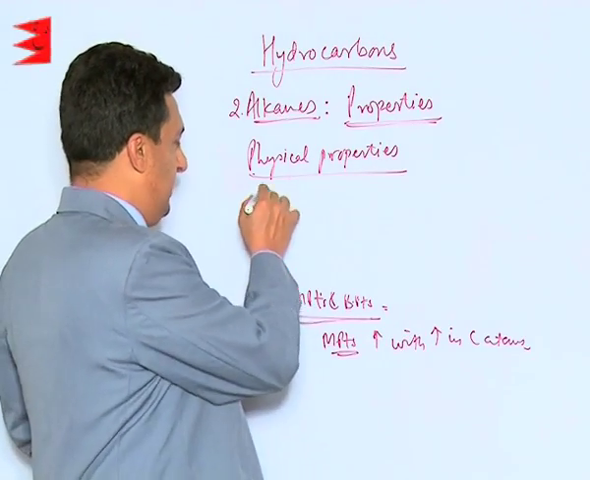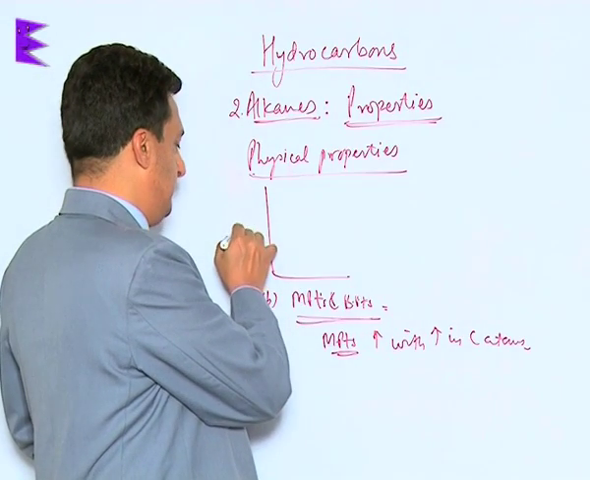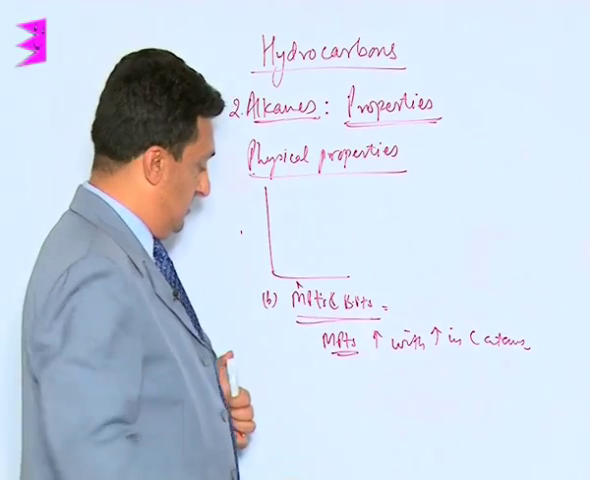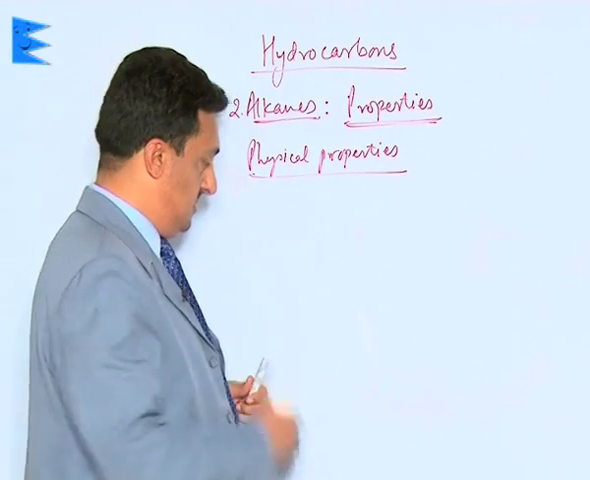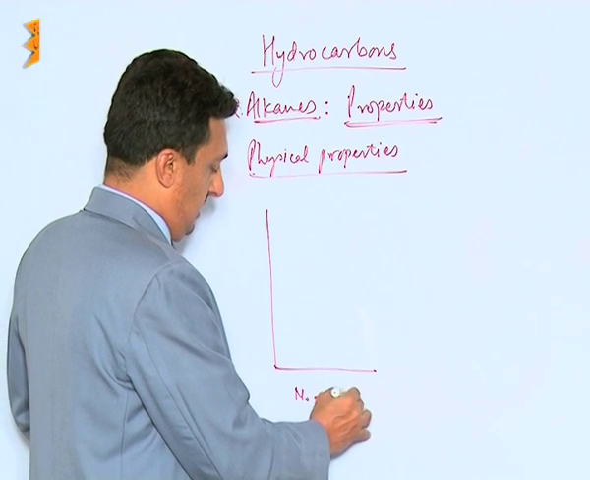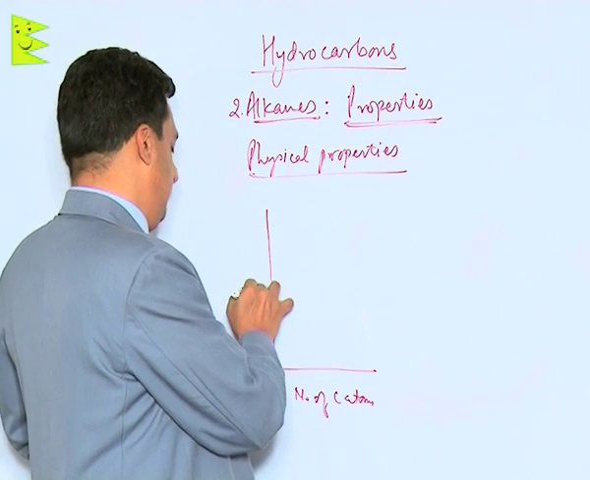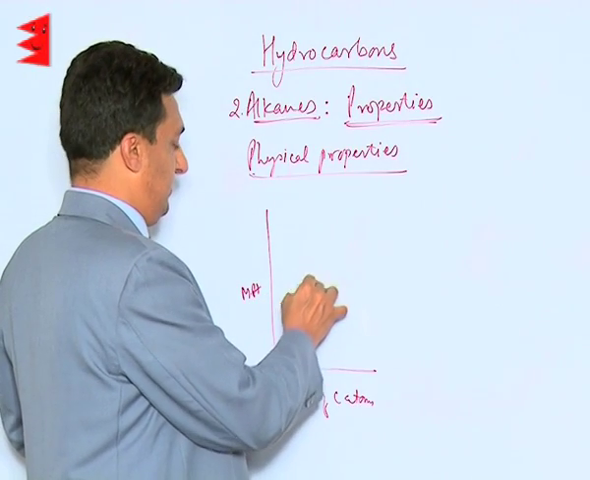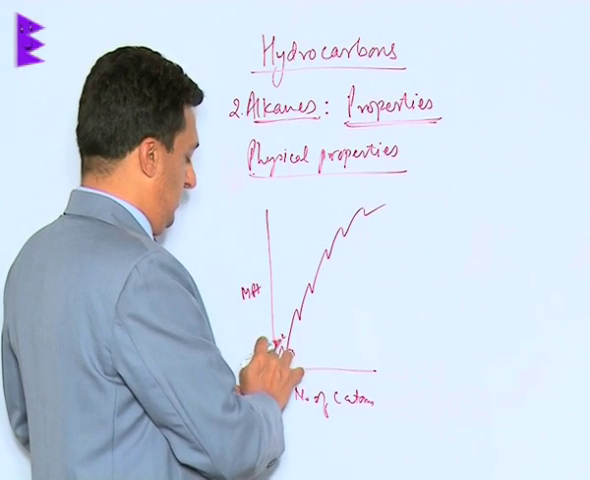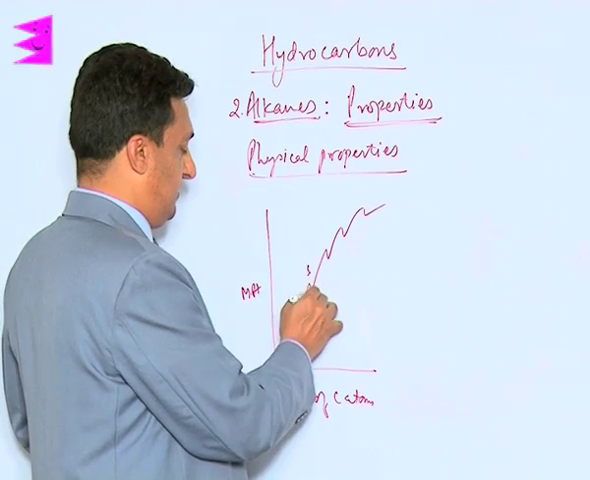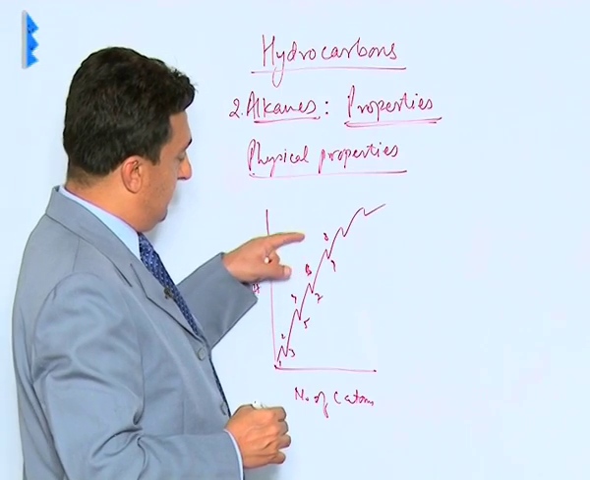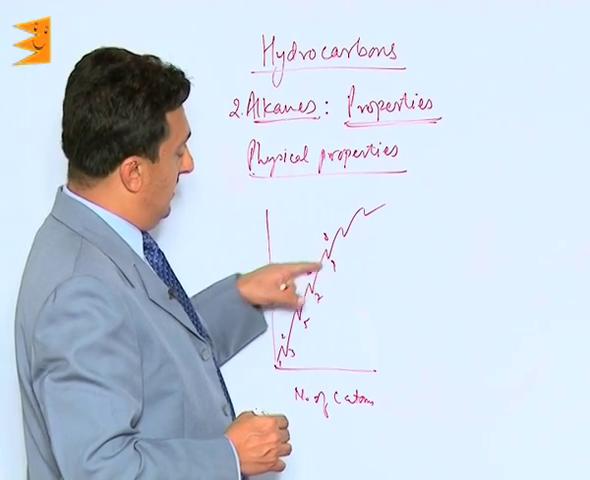So what we find is that if we plot a graph, let me draw a little bit bigger one. So if we have the number of carbon atoms and the melting point, what we find is it's always like this. So it is at 1, 2, 3, 4, 5, 6, 7, 8, 9. So what we find is the alkanes with an even number of carbon atoms have their melting points more than their neighboring odd carbon alkanes.